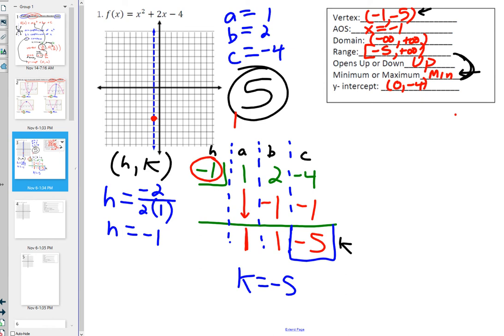If they were to tell me that my y-intercept was at 52, well, that's not going to help me very much because that's way too high. But since this was at 0, -4, I will put a point at 0, -4. 2 points down, 3 to go. I can now use my axis of symmetry. How far away is that one point that I just put from the axis of symmetry? The y-intercept, how far is it from the axis of symmetry?